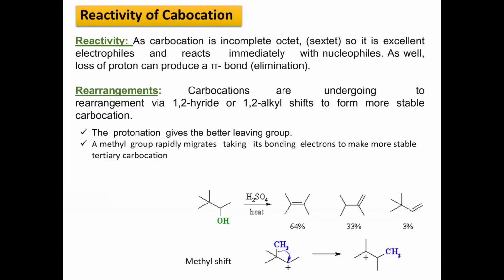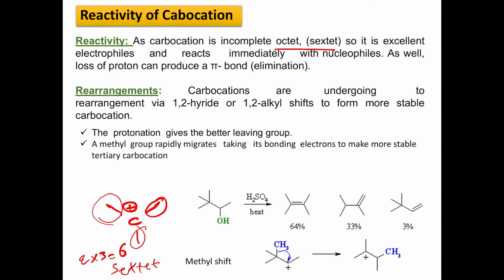The reactivity of carbocation: the carbocation has an incomplete octet, a sextet. Why sextet? Because we have a carbon, 1, 2, 3, and a positive charge. 2 electrons, 2 electrons, 2 electrons. 2 multiplied by 3 is 6. Sextet. Sextet is not octet, so it's not stable, but it can be stabilized by the inductive effect.